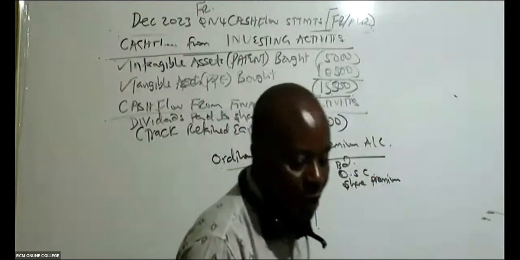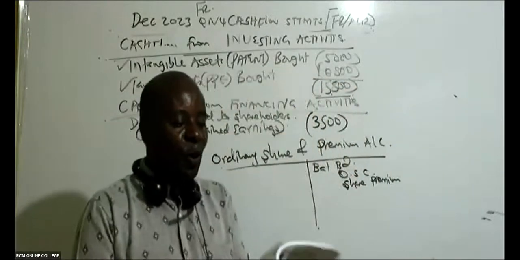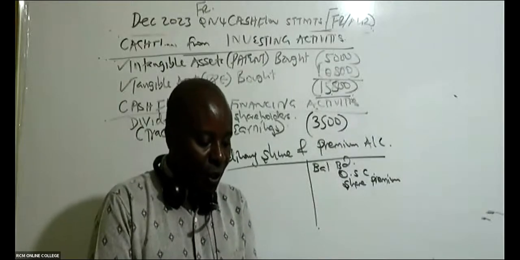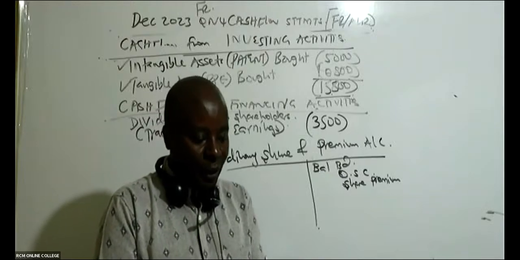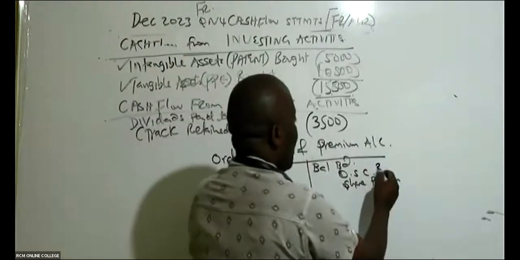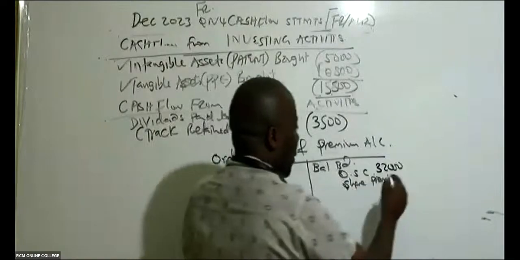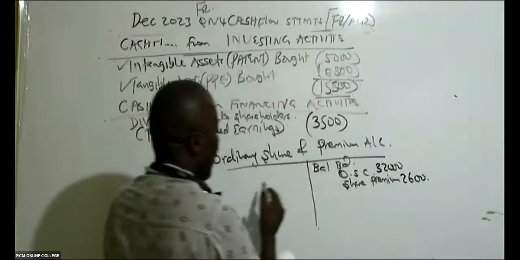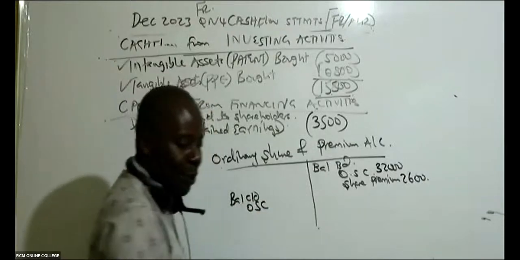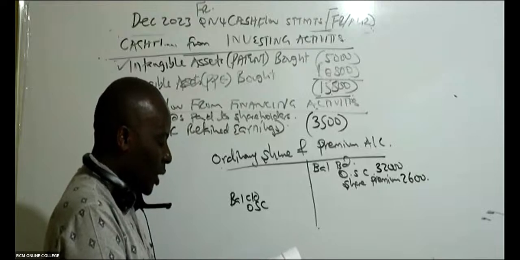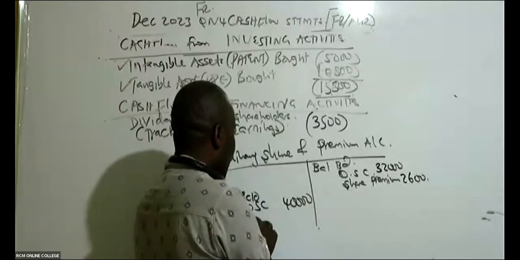Very fast. So in this question, are you able to see the ordinary share capital from the balance sheet? Ordinary share capital brought down is 32,000. How about share premium brought down? If you look down there, you can see 2,600. And then you bring things down here, carry down. Ordinary share capital carried down for 2023 is 40,000. And then we have share premium.